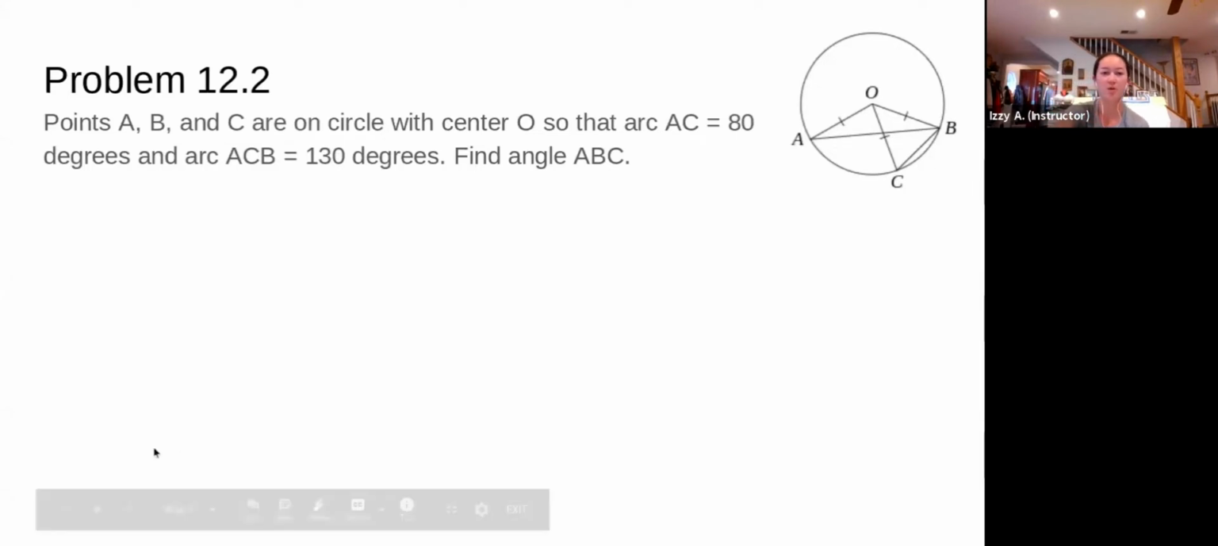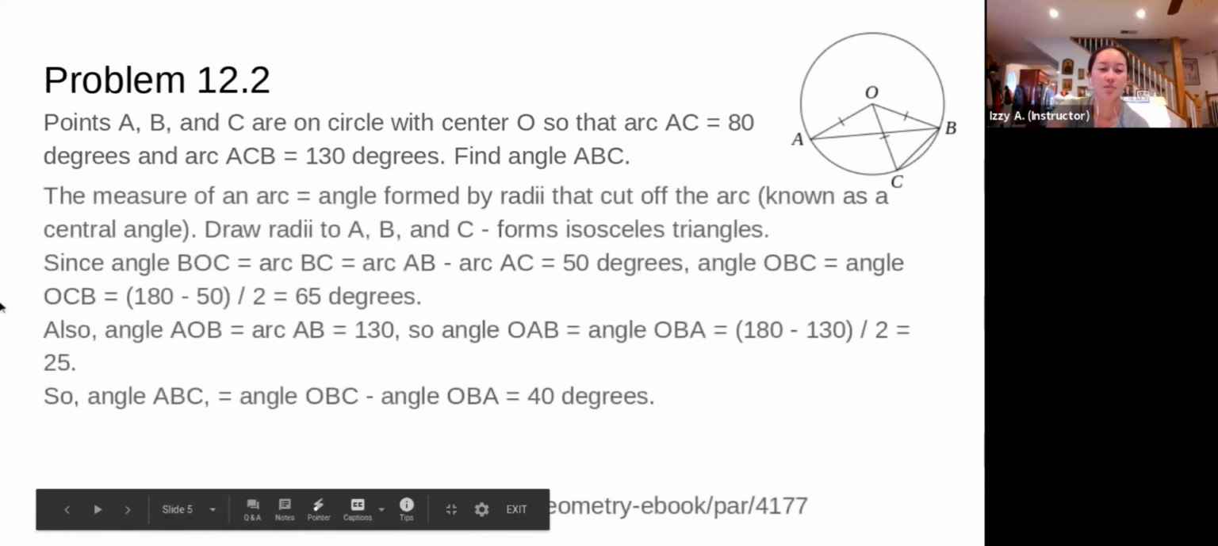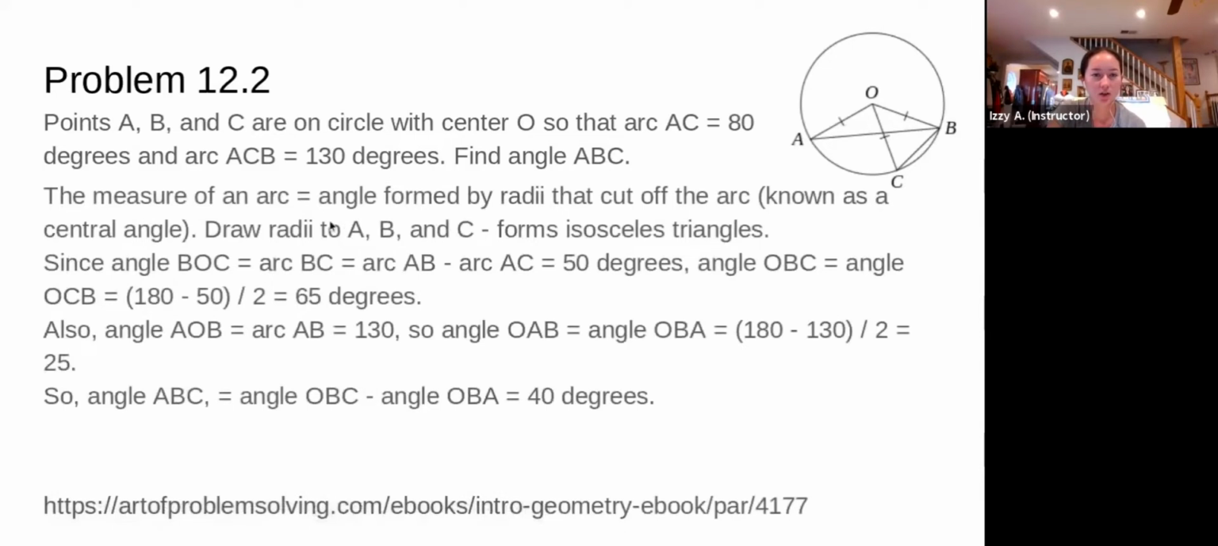Okay, so I'll go ahead and go over this problem. The measure of an arc is equal to the angle formed by the radii that cut off the arc, and this is known as a central angle because the angle goes through the center of the circle. So what we want to do is draw radii to A, B, and C so we can form isosceles triangles as we have in the picture.